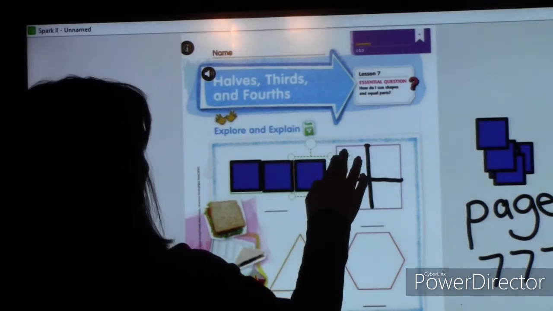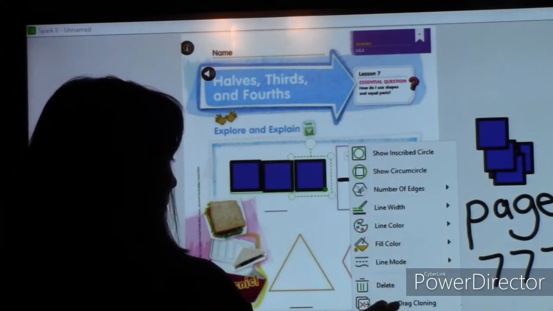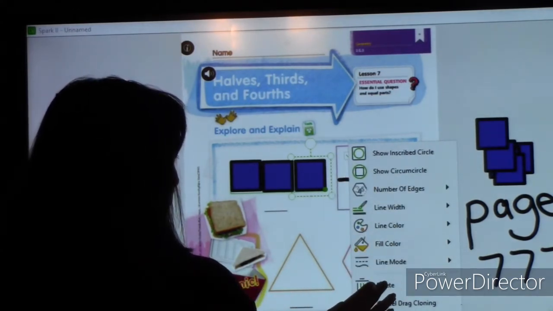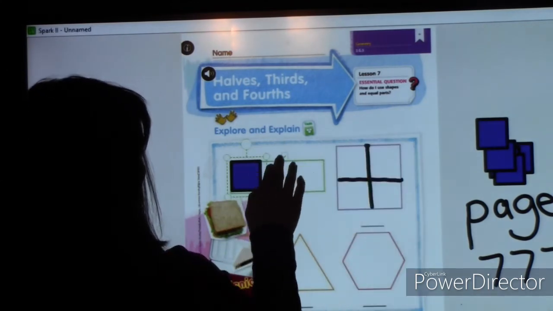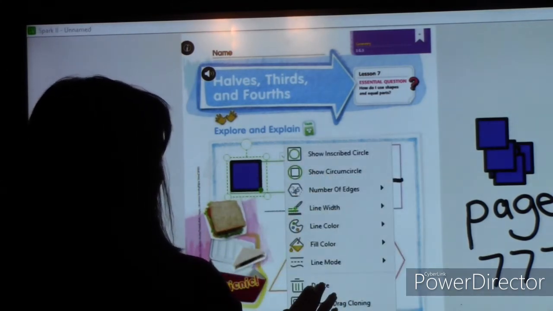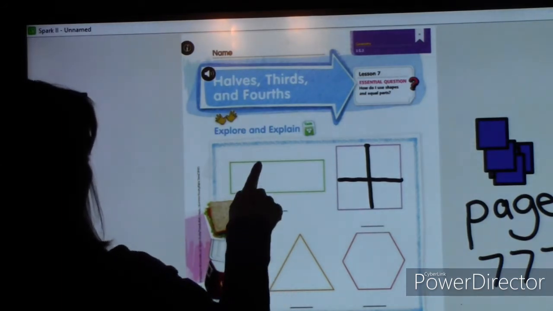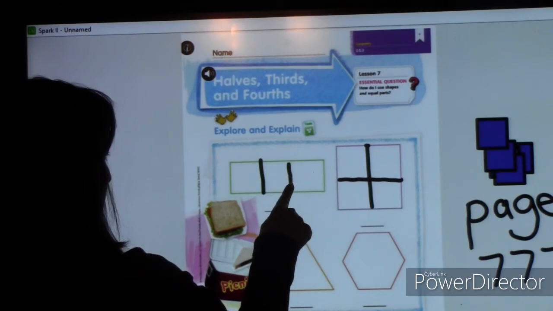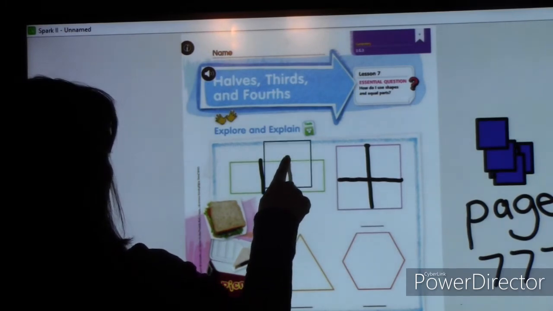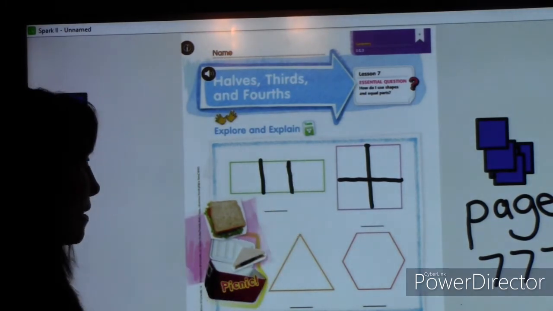And then you're going to do the same thing for the rectangle. You're going to divide your rectangle into the 3 equal squares. And again, just make them as equal as you can, because we don't have the cubes at home to trace. So just make them as equal as you can.